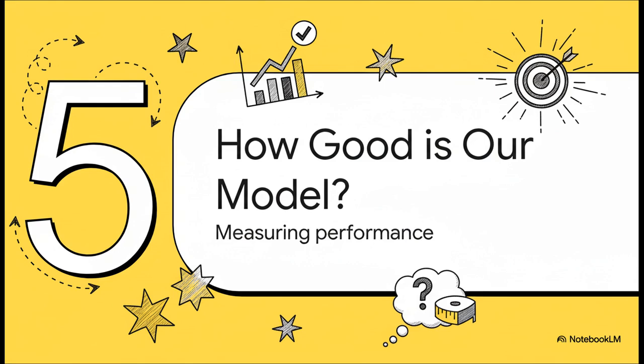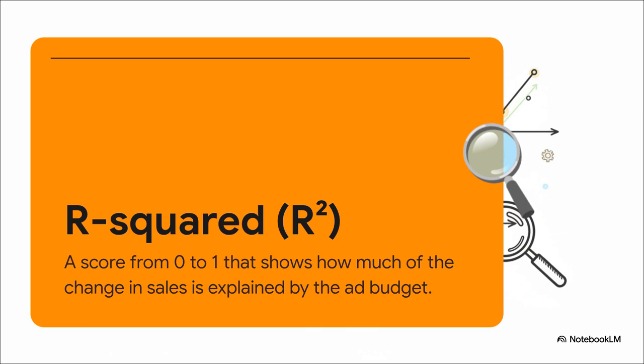So, we have our magic equation. We can make predictions. But how good are they? Should we really bet the company's marketing budget on this? That's the final and maybe most important step. We have to grade our model's performance. And to do that, we use a metric called R-squared. Again, sounds complicated, but the idea is super simple.